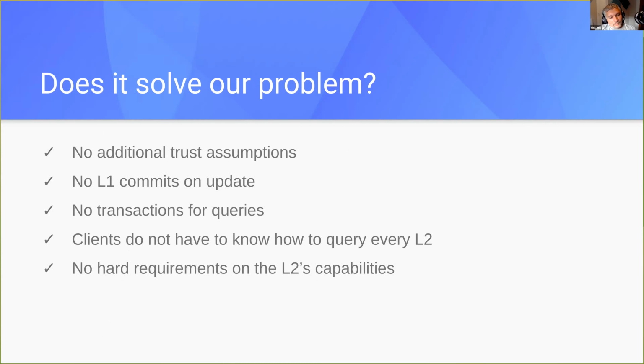There's no transactions for queries because we're doing everything via off-chain calls. Clients don't have to know how to query every L2 because, as we saw, every piece of data that the client handles is just an opaque blob to it. It's up to the gateway and the client to agree on the format of that. And there's no hard requirements on the layer 2's capabilities because the client, the contract and the gateway can decide what the format of this is. If you wanted a simple key value store lookup, you could use that using the system.